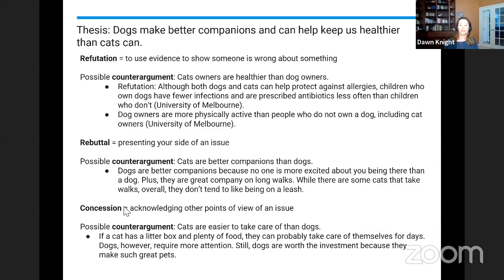And then there's concession, when I'm acknowledging another point of view of this issue. So, a possible counter argument: cats are easier to take care of than dogs. And I might concede that. If a cat has a litter box and plenty of food, they could probably take care of themselves for days. Dogs, however, require a lot of time and attention. Still, dogs are worth the investment because they make such great pets. Okay, so you get a sense of how these work with this very simplistic argument about cats and dogs.